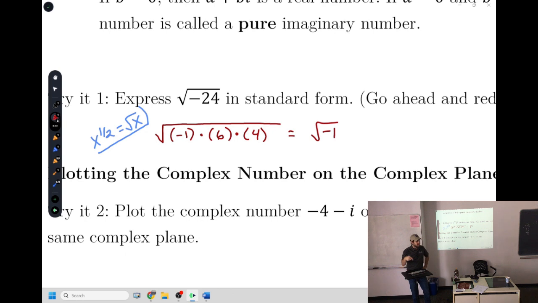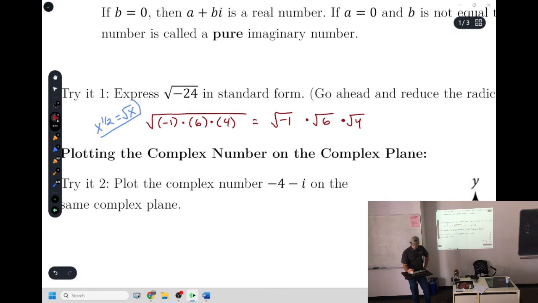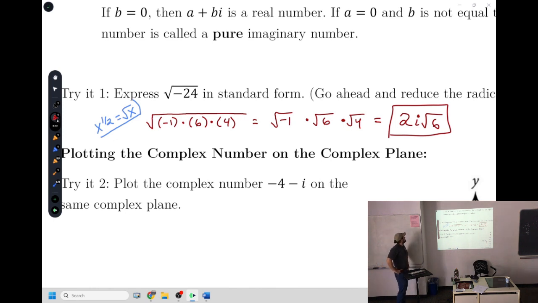So we end up with -1, that's what we just learned, times root 6, we can't do that, times root 4. And what do we end up with? 2i root 6. You cool with that? Not too wild. On the website, there is a reducing radicals section under hard topics. So if you're just like, I can't reduce radicals, either A, come to office hours, we'll print out a worksheet and work through it, or B, check that hard topics section.